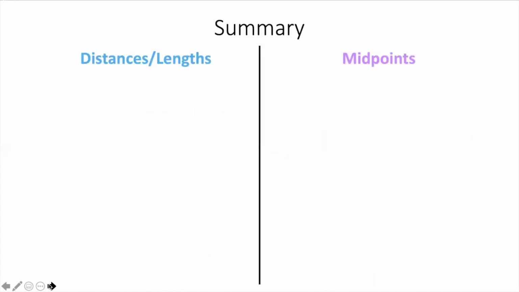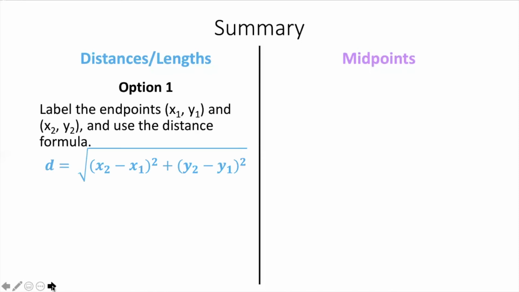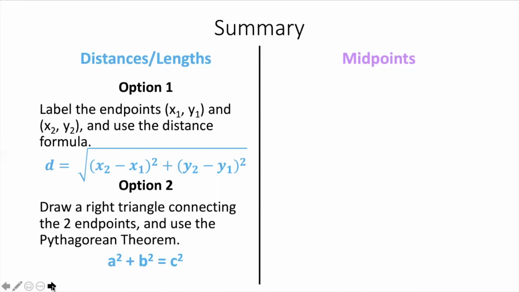So in summary, we have learned how to find the distance between 2 points, or the length of a line segment, as well as how to find midpoints. So to find distances, option 1 was to use the distance formula, but we did mention that that might be hard to memorize. Option 2 is to use the Pythagorean theorem. So if you can draw a right triangle connecting the 2 endpoints, then you can find the length of the line segment, since it will be the hypotenuse of that right triangle. So I'm going to put a star next to option 2, because that is probably going to be your easier option. Otherwise, you'd have to memorize this distance formula.